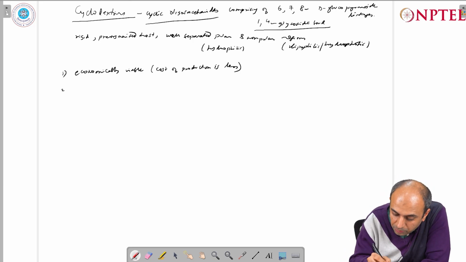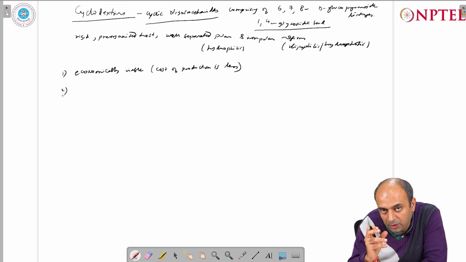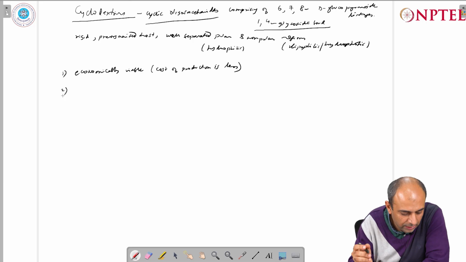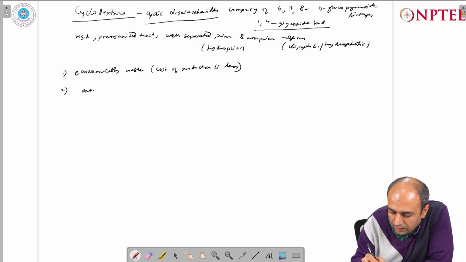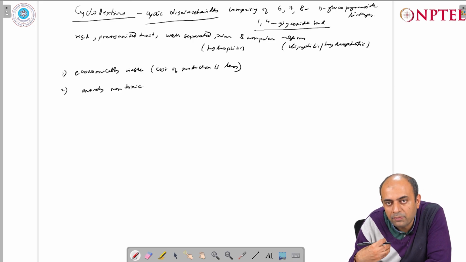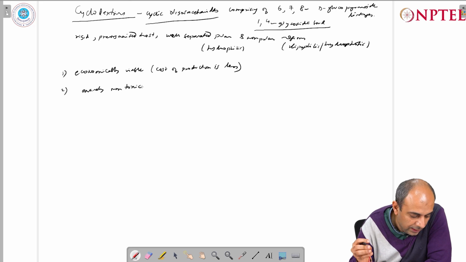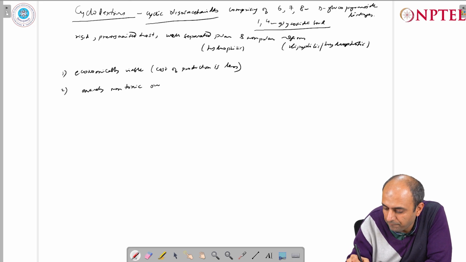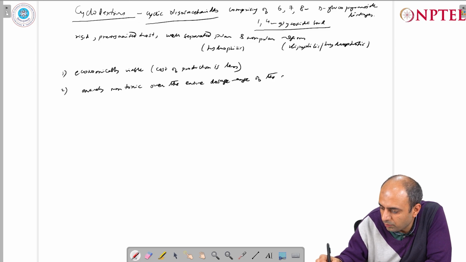The second most important thing is that because you are going to package this particular molecule and bind it with the drug using non-covalent interactions, it should be entirely non-toxic, because any chemical component which goes into the body can have a certain toxicity, but in this case it is extremely non-toxic over the entire dosage range of the drug molecule.